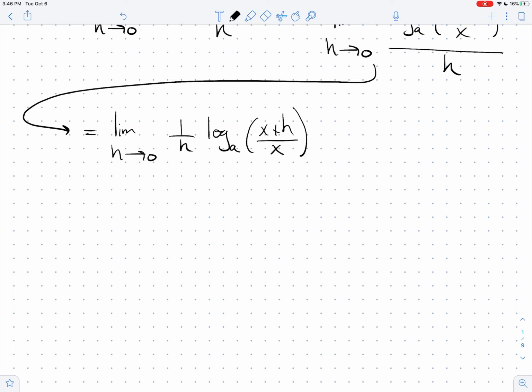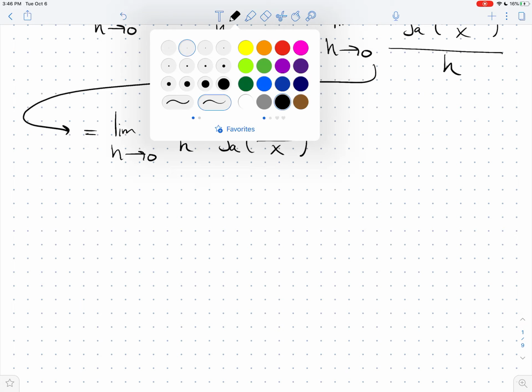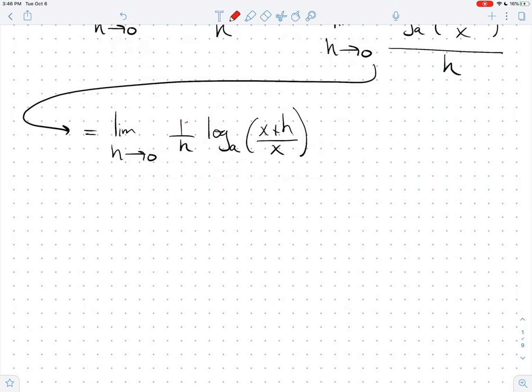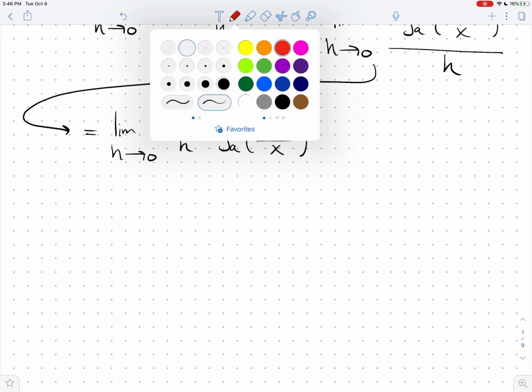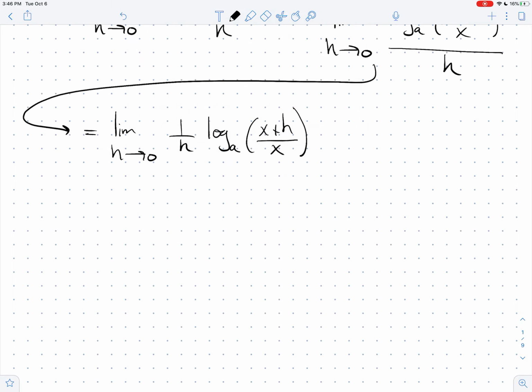I'm going to put an x upstairs. I'm going to do it in red here. I'm just going to put an x up here. And then to do that, I've got to put a 1 over x downstairs to fix that. Do we agree? So that's what I'm going to do in the next part, but I'm going to write it as a new line because, well, I want to write this neat and tidy. So I'm going to write this as the limit as h goes to 0 of 1 over x times x over h times log base a of x plus h all over x.